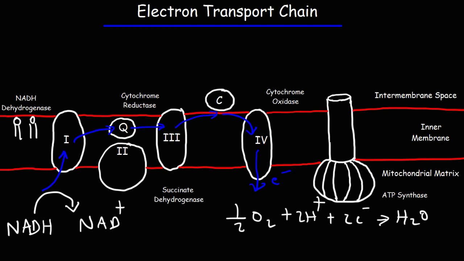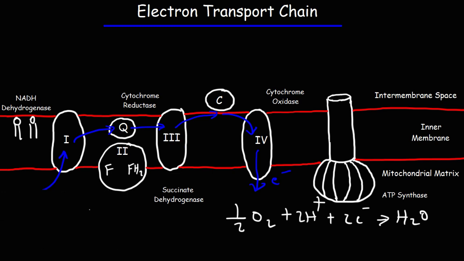Now, the other electron carrier that we need to talk about is FADH2. I mentioned this earlier. FAD and FADH2 are bound to the inner membrane. They're part of complex 2. So I'm going to write F to represent FAD, and then FH2 to represent FADH2. Let me get rid of this for now.